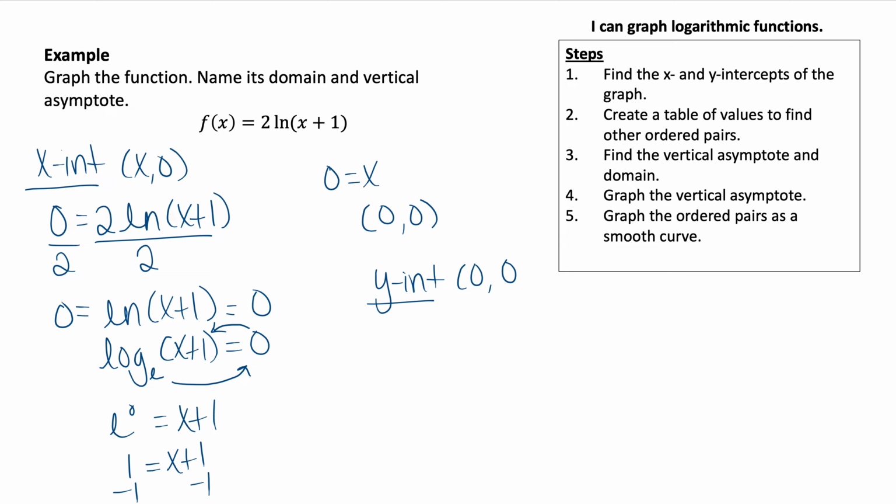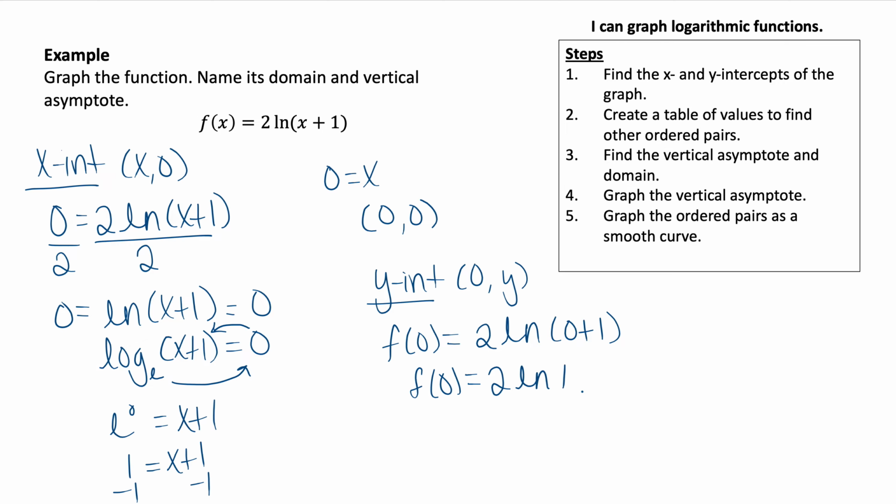But we can actually just plug in just to see that that's in fact true. So if I plug this in, I get f of 0 equals 2 natural log of 0 plus 1, right? So that gives me f of 0 equals 2 times the natural log of 1. So the natural log of 1, remember, is 0 because anything to the 0 power is 1. So this is 2 times 0, which tells me that f of 0 equals 0. Okay, so the x-intercept and y-intercept are both at 0, 0.